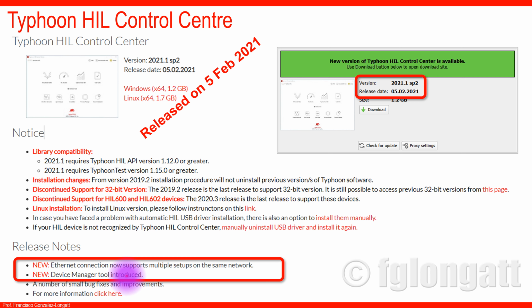And the device manager tool is a quite important and useful application, because it allows you to have several real-time simulators inside your local area network, and you can use the Ethernet connectivity to support all those multiple setups. And that is quite interesting, quite useful. Because today we are using TCP/IP in order to have the local area network, and now Typhoon HIL adds this functionality for you, okay?